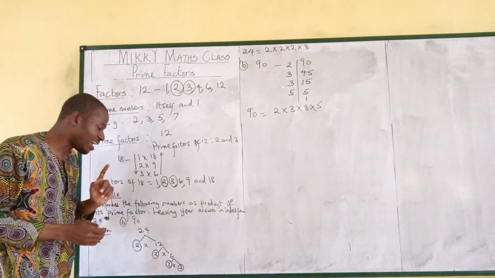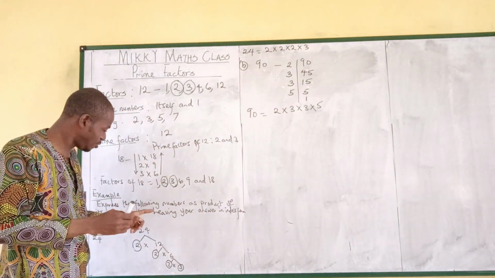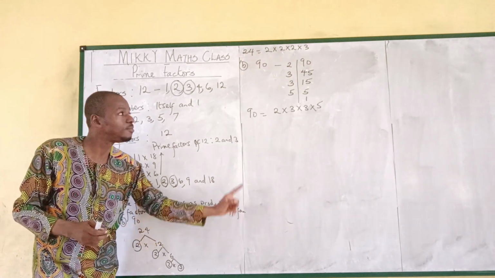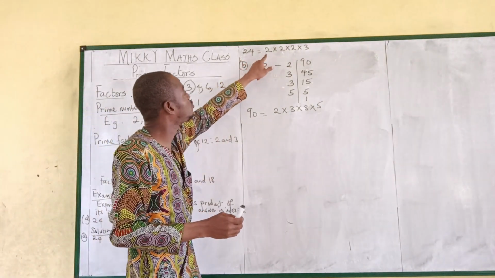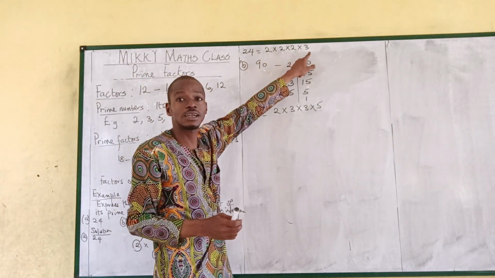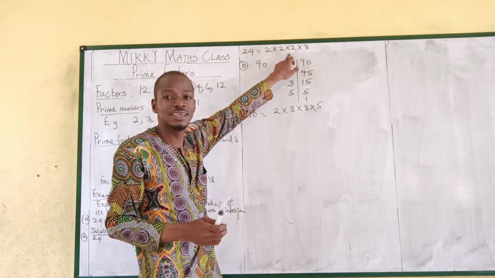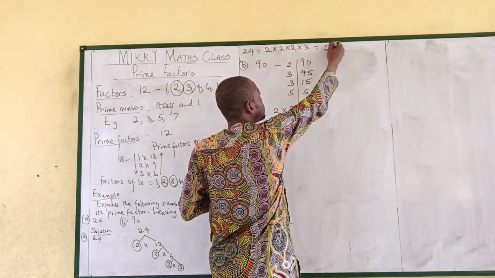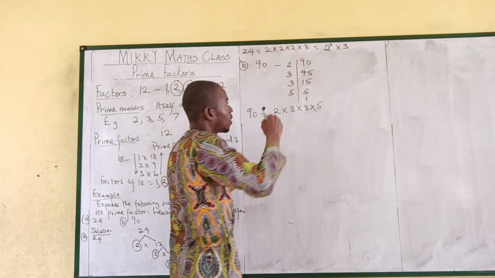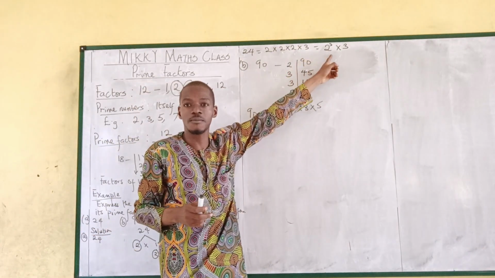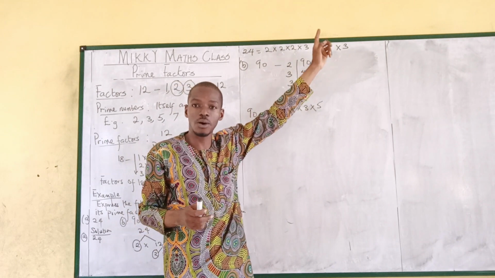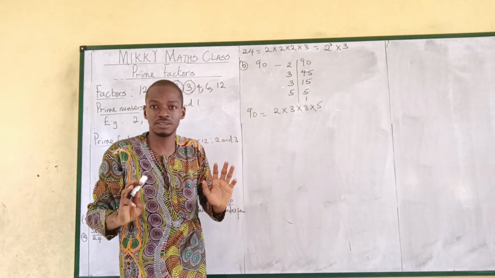Now, yes, I almost forgot something: leaving your answer in index form. Now 24 is 2 times 2 times 2 times 3. How many 2s did we see here? 3. That means this is 2 raised to power 3 times 3. That's in index form. How many 3s am I seeing? 1. So that's 3 raised to power 1, or you leave it as 3. It's still the same thing.